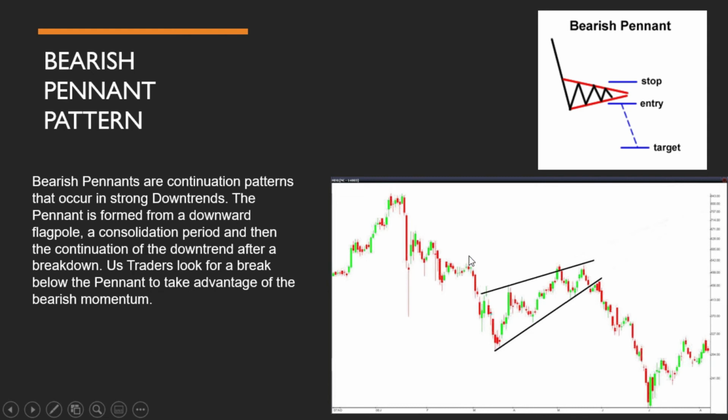We take the flagpole length and project it downwards, right? Now, this could exceed the flagpole. This could not really fully reach the flagpole length, or it could exactly hit the flagpole length, right? Nothing is certain, but it's a good estimate about where the breakout is going to reach, right?